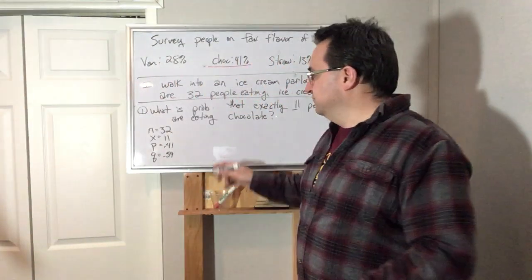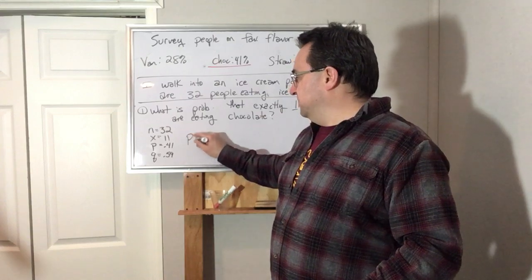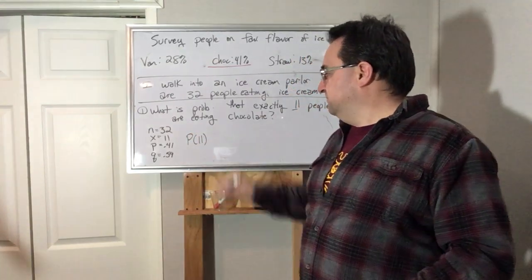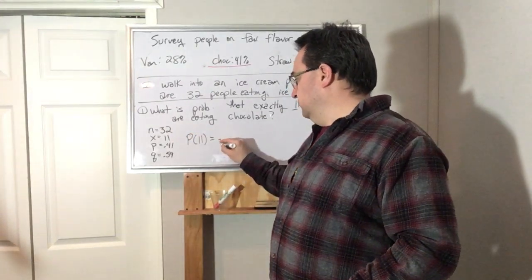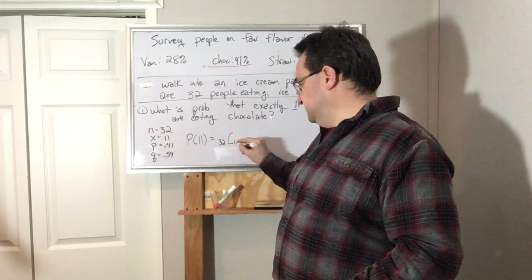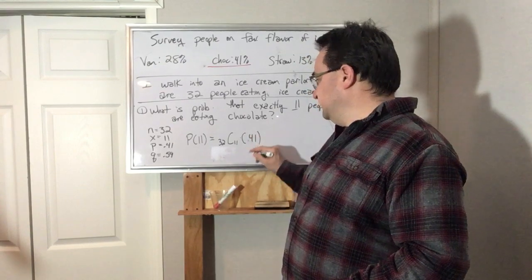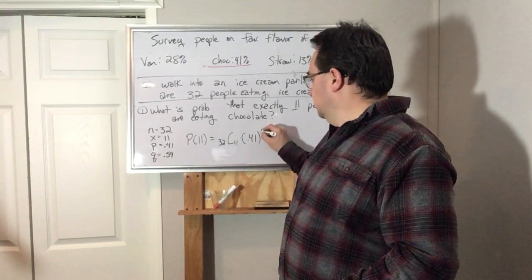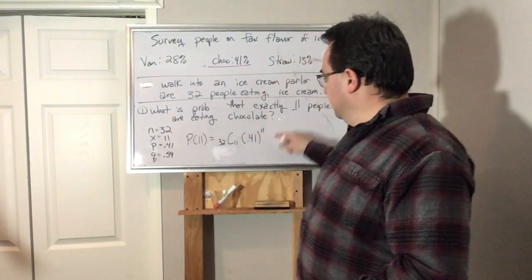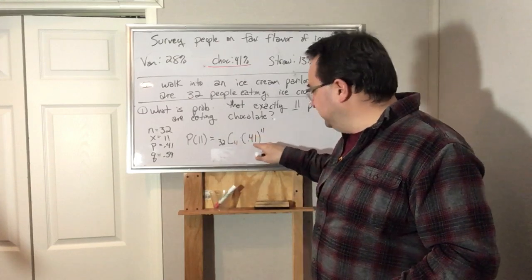So let's set it up. How do you find the probability that 11 people like chocolate? Well, it's the total, C, the specific number, times the probability of success. They do like chocolate. So 11, I want to know if 11 people like it.